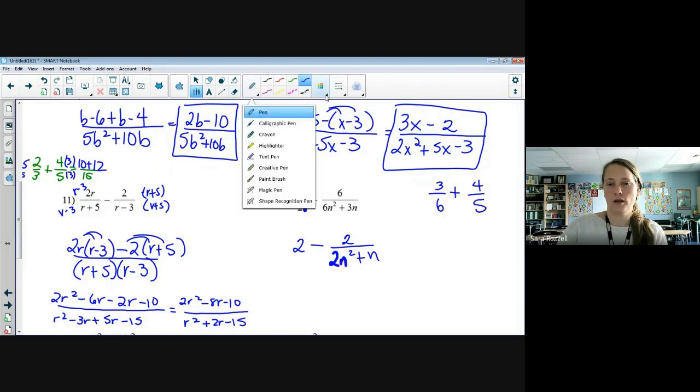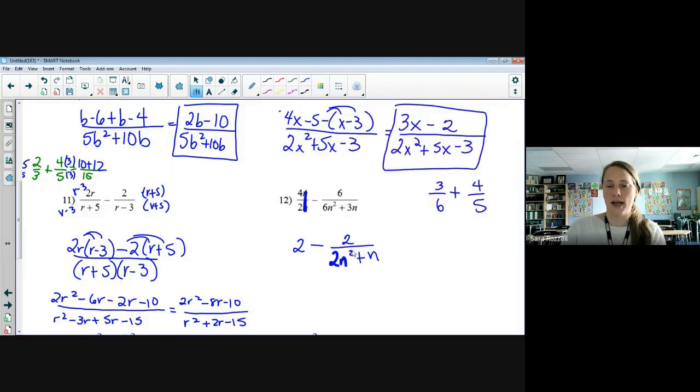All right. Do you guys remember how to add a fraction and a whole number? No. Okay. So let's just go back to regular numbers again. Let's say we had 2. We'll do a simplified version. 2 minus 2 over 5.